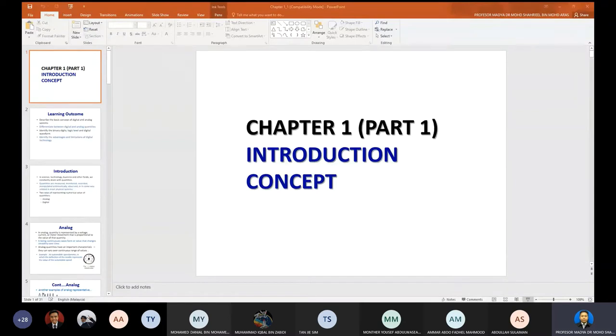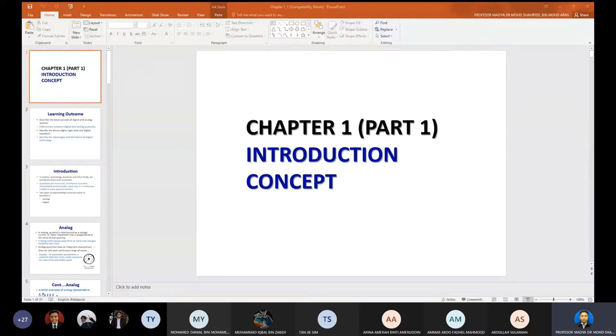And then learning outcome number 3 will be to identify the binary digit. That means we have two values, either a 1 or a 0. That's why we call it the binary digit. Digital normally involves 0 or 1. That is called the binary digits, and logic levels.